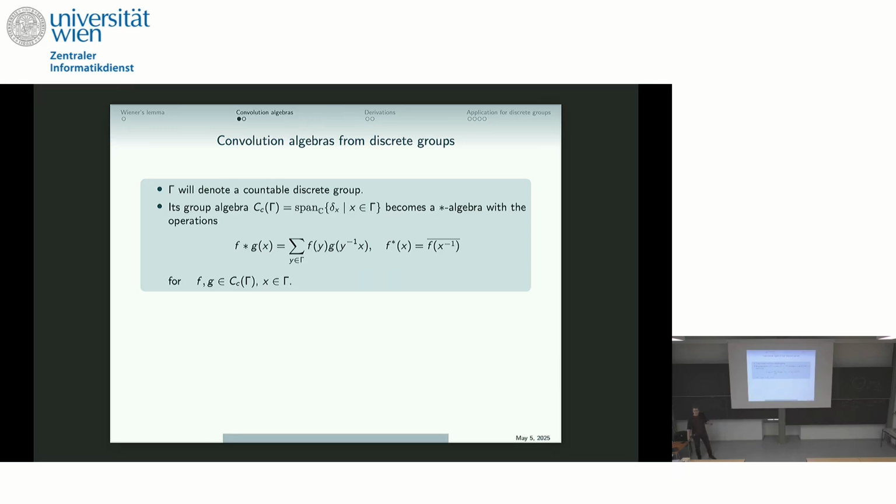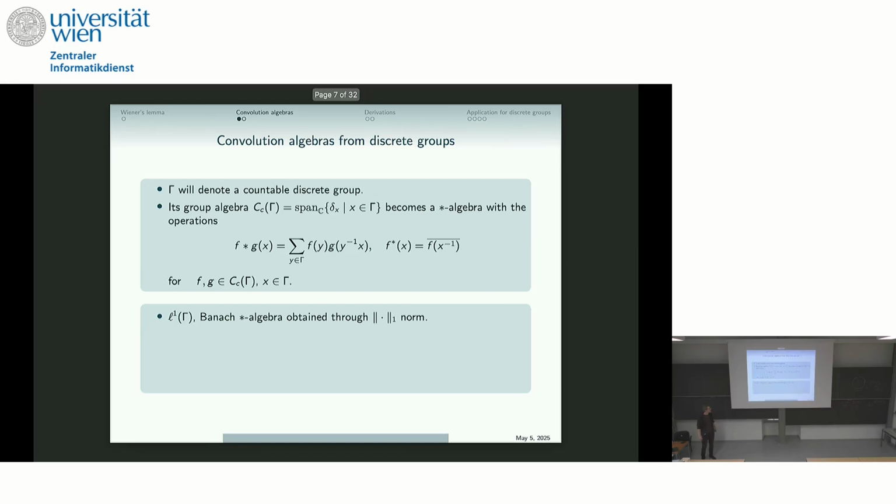Now, C_c of gamma is going to be too small for our purposes. It's rarely going to be Hermitian. So I'm going to be interested in some completions of C_c of gamma. I, of course, have the 1 norm, so I can complete C_c of gamma in the 1 norm, and I get the algebra L1 of gamma. This is a Banach star algebra, where the operations are just given by the extensions of the convolution and the involution formula written above. And this is the main object of interest.